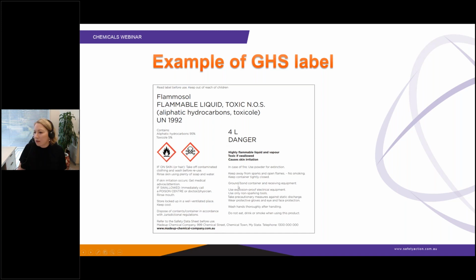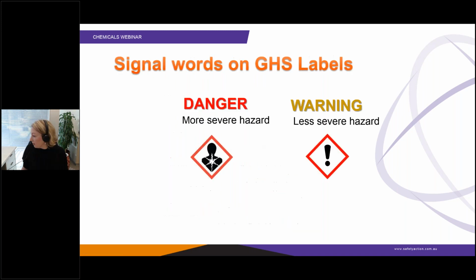There's a lot more chemical information now featured on the label, and you may see the word danger, or it may have the word warning. These are called signal words. Danger is telling you that there's a severe hazard. Warning means that there's a less severe hazard. So if it's talking about a health hazard, it may feature the corresponding hazardous chemical pictogram.